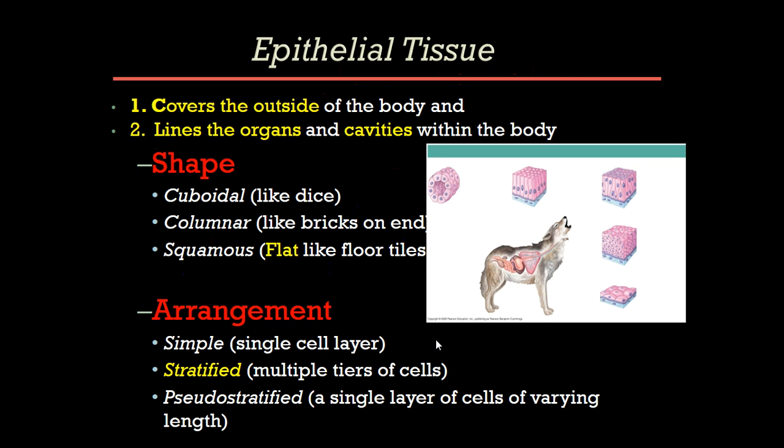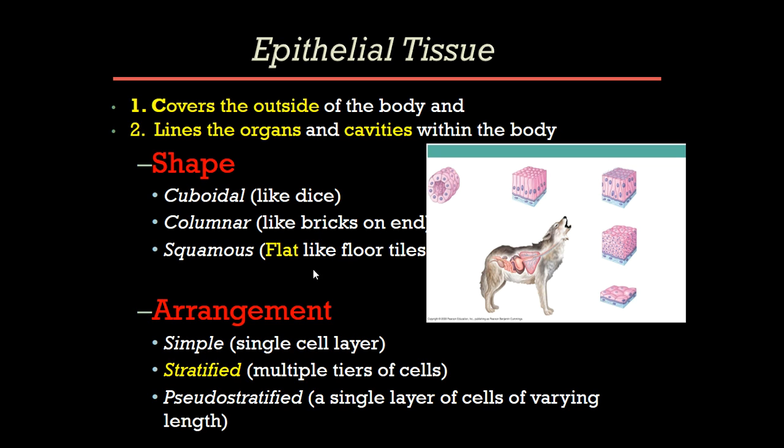If we look at epithelial tissue, it covers the outside, or what's the inside outside, of our body, such as our digestive tract or our blood vessels, right? And they are named by their shape. There's the cuboidal, shaped like cubes, dice. There's columnar, which look like columns, and there's squamous, meaning flat, like floor tiles.